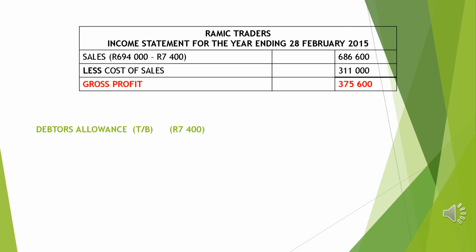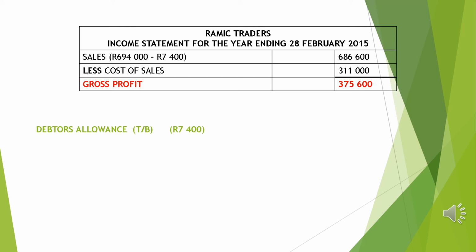311,000. Then 686,600 less 311,000, you get a gross profit of 375,600.